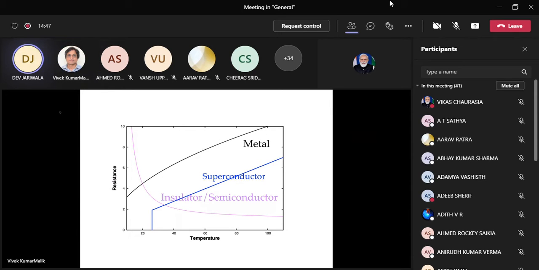Sir, it can be zero. Yes, exact zero for a superconductor. Sir, it will become exact zero at zero Kelvin temperature, which is impossible to achieve. However, as we approach zero Kelvin temperature, I feel that the resistance will limit to zero.